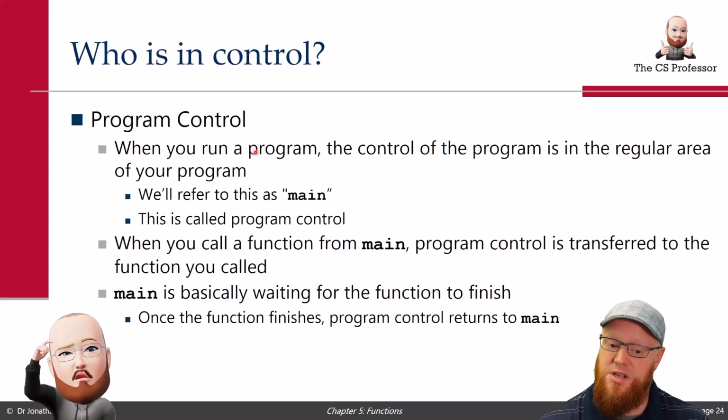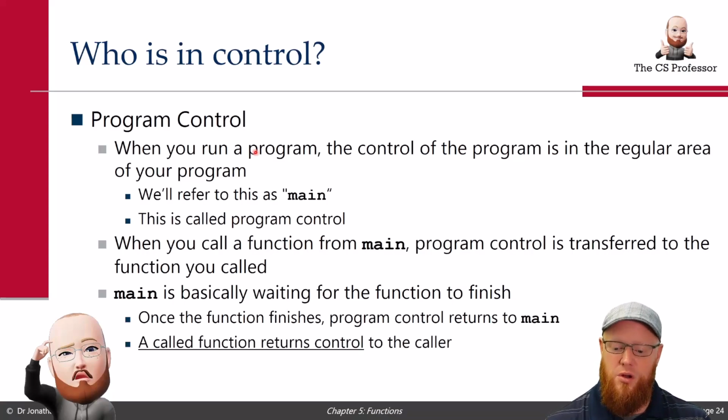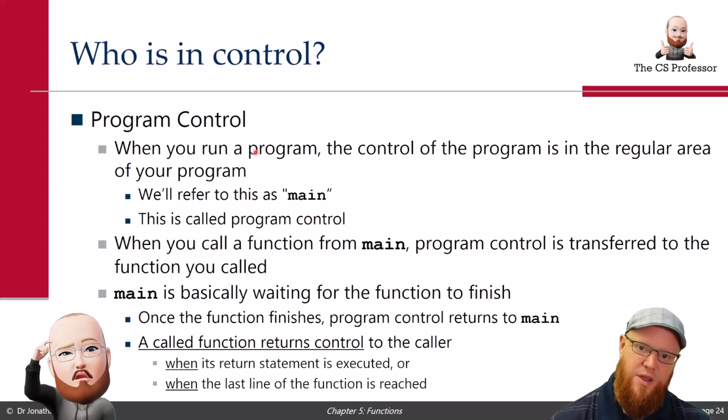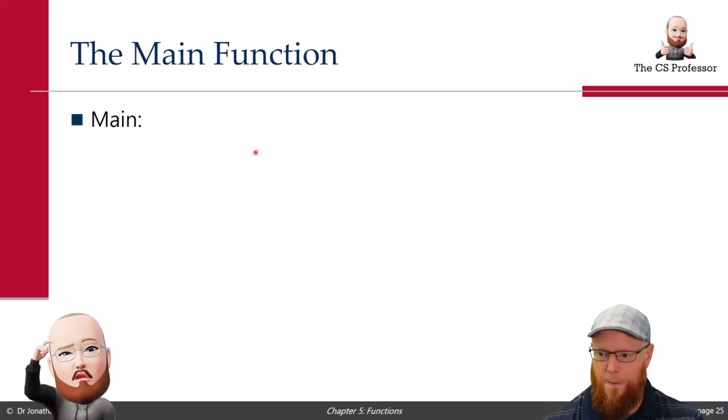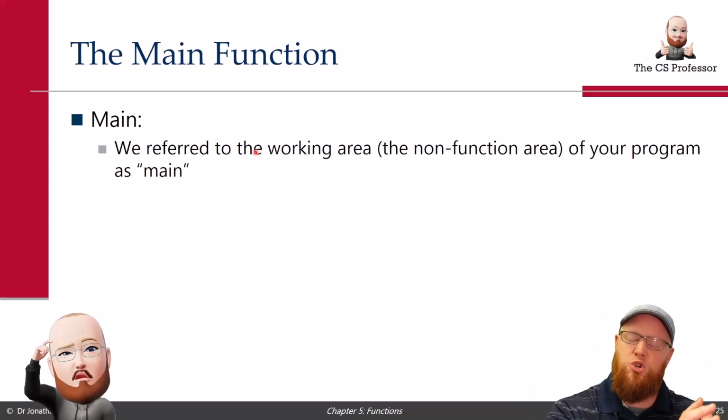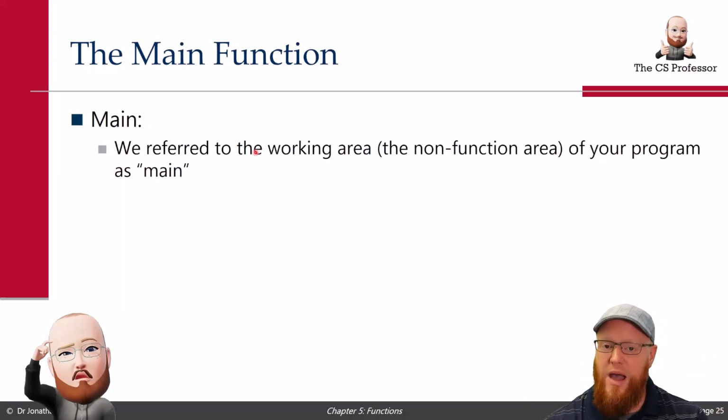Once the function finishes its job, program control then returns to main, and the function returns control to where it was called from. How does that happen? When it returns, if that function is returning a value, or simply when the function finishes its last line of code. So with all of that said, why is that valuable? It's valuable for many reasons to understand where the actual execution is occurring. Is it occurring in your main working area, or have we transferred program control to a function? That's important. But also it's important because now we're finally going to make a main function.